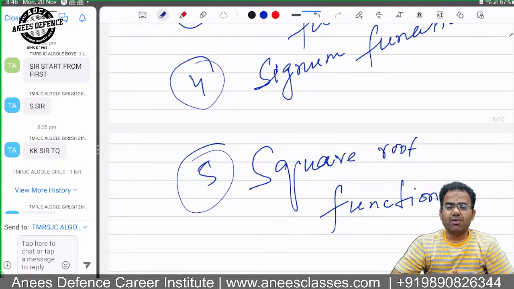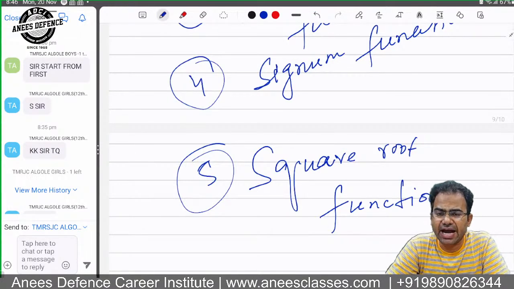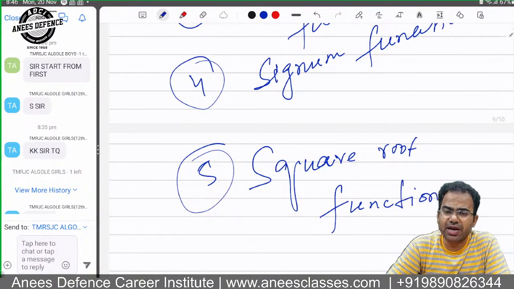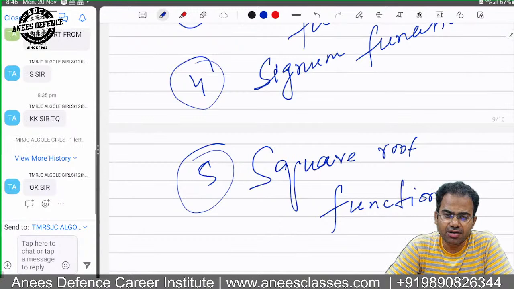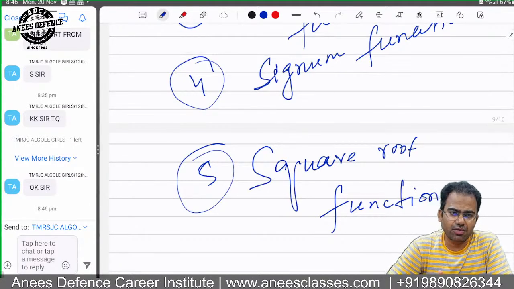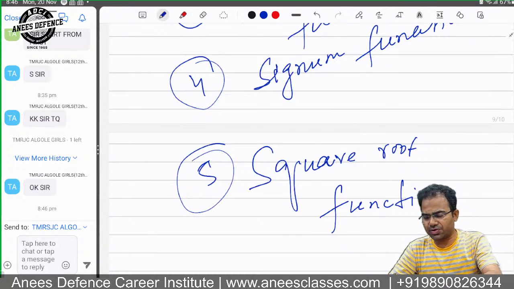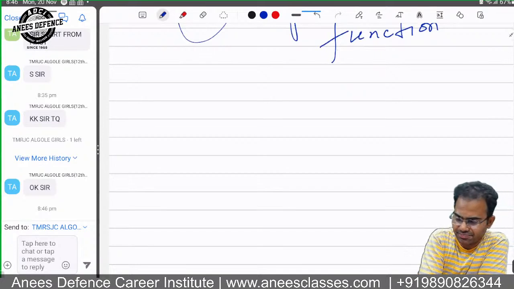For these functions, you have to check the limits. That means you have to separately find LHL and RHL. After finding LHL and RHL, you will compare them. That's good. Now I will go further.